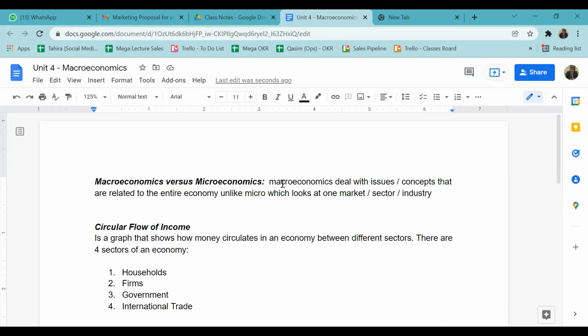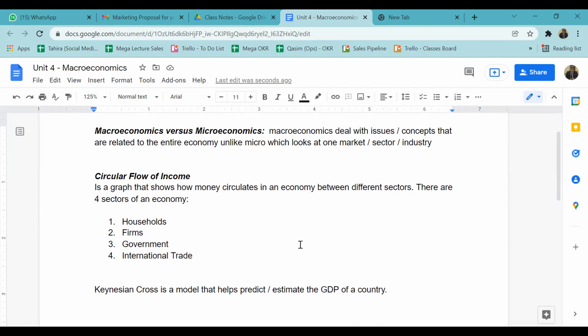Inflation, if you think of the inflation rate in any country at any point in time, it is the same, right? So that's also macroeconomics. Exchange rate, inflation, unemployment. So all of these are macroeconomic variables. Okay. Now, in this unit of macroeconomics, we'll talk about a couple of different things, right?